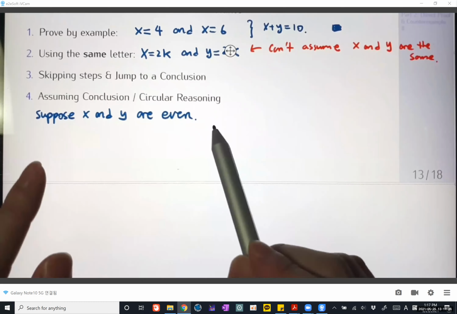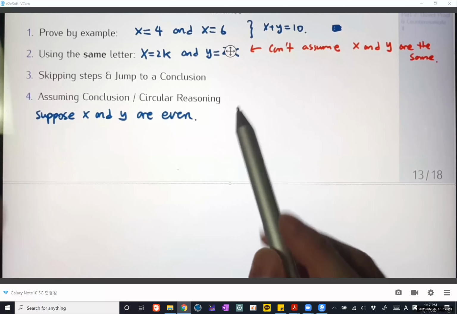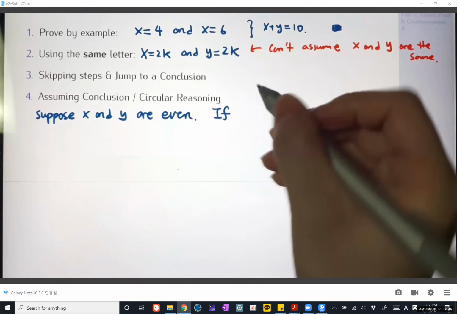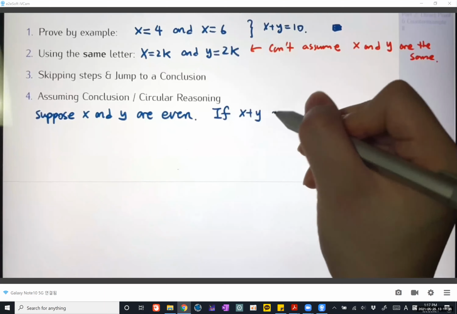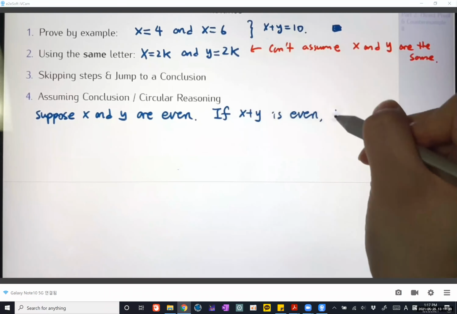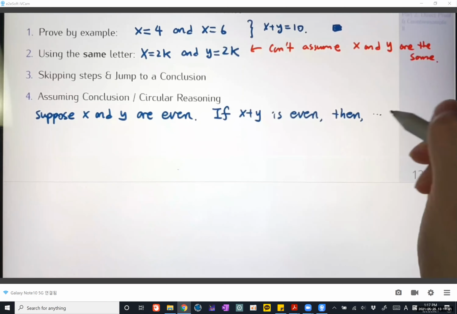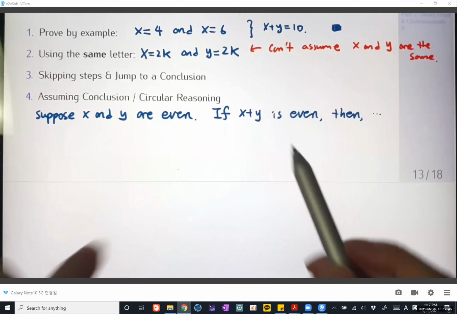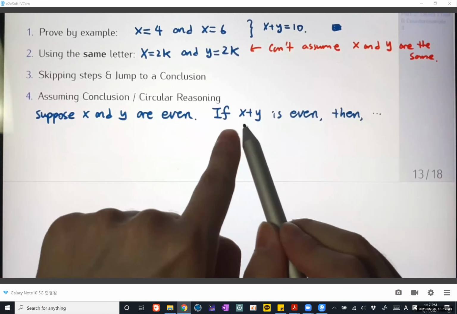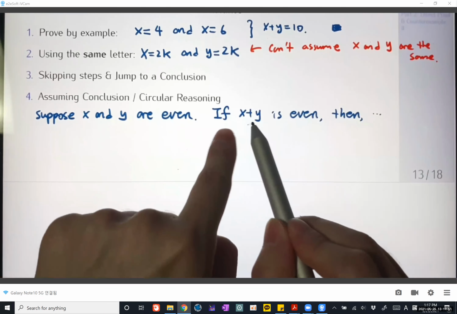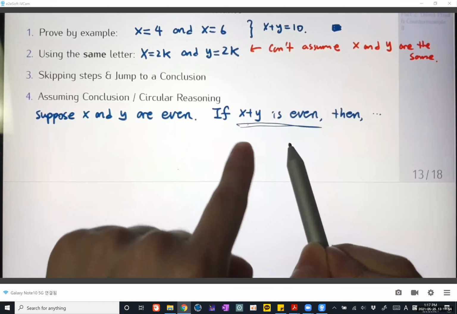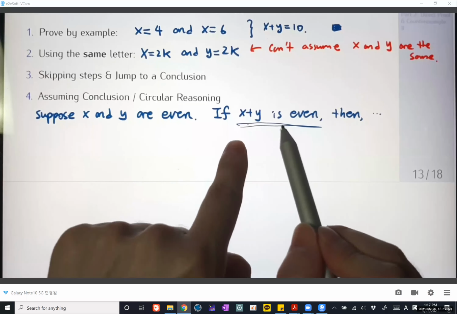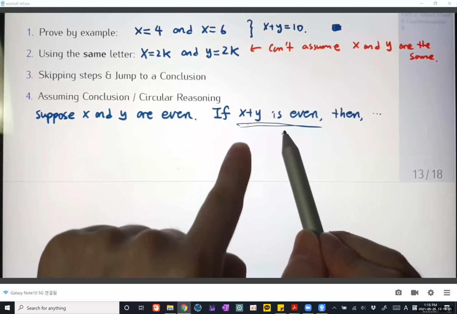However, assuming the conclusion is another common mistake, because some people write this way: if x plus y is even, then I get x is equal to 2k, y is equal to 2k, and so on. Everyone, assuming the conclusion x plus y is even is not the right approach, because we want to prove x plus y is even. We don't want to assume the truth of the conclusion at the beginning. Do you understand?